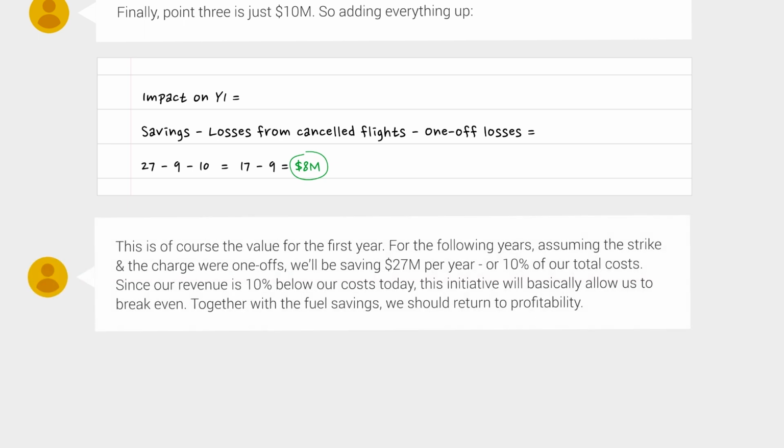This is, of course, the value for the first year. For the following years, assuming the strike and the charge were one-offs, we'll be saving $27 million per year, or 10% of our total cost. Since our revenue is 10% below our cost today, this initiative will basically allow us to break even. Together with the fuel savings, we should return to profitability.